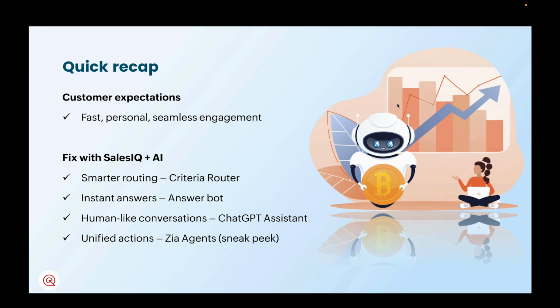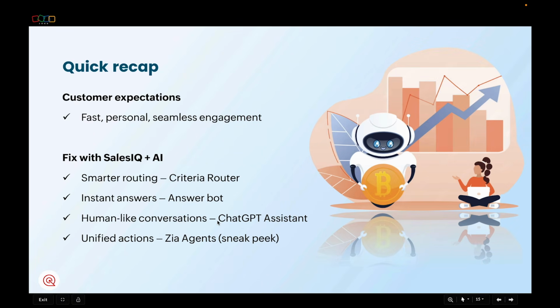So let's do a quick recap. We began with the challenges every business faces today. Customers expect faster, more personal, more seamless engagement. Traditional methods just don't scale. That's where SalesIQ and AI step in. With conversational routing using intent and sentiment, we solve the problem of missed context and poor handoffs. With Answer Bot, we reduce repetitive FAQs, letting customers get instant help while freeing the operators for real issues. With ChatGPT Assistant, we tackle the need for deeper, more human-like conversation, ensuring customers feel heard and understood.